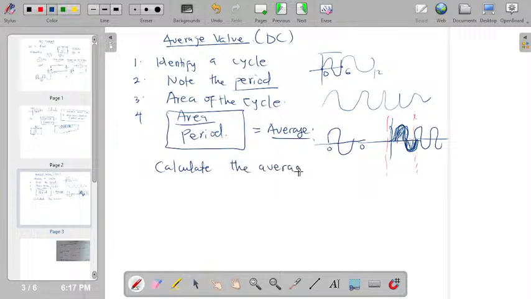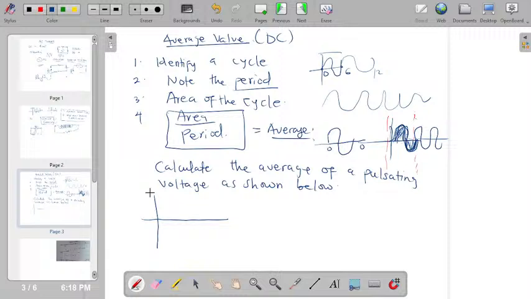Calculate the average of a pulsating voltage as shown below. So this is one of the simplest questions you will ever see in AC circuits, and I'm giving you a very simple waveform. I have the voltage on the vertical axis against time on the horizontal. It starts at the peak, comes to zero, comes down, then moves that way like this.